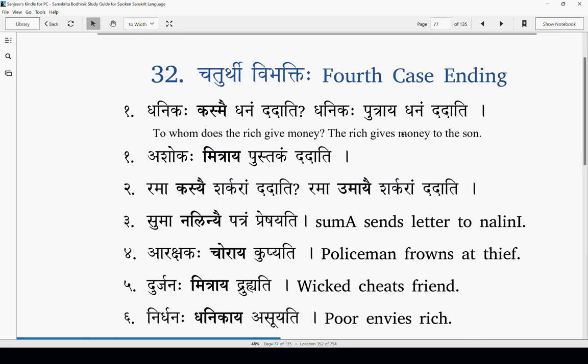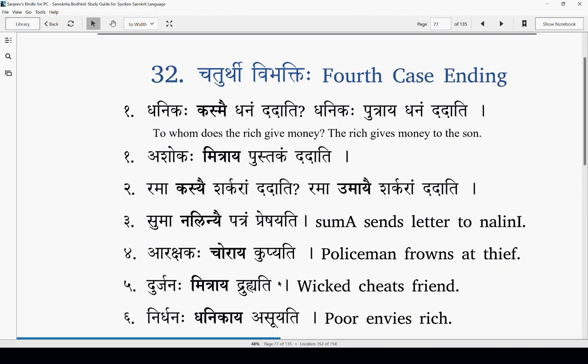Now, Chaturthi Vibhakti, we'll see that. Chaturthi Vibhakti is used when something is being given to somebody. Udaharanam asti atra. So, what is the Udaharanam? Udaharanam is example here.